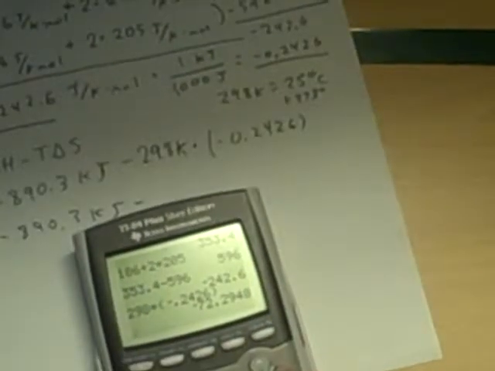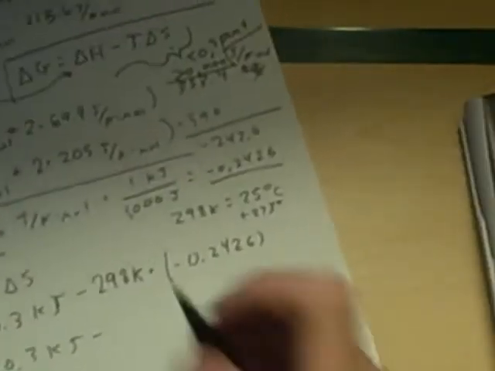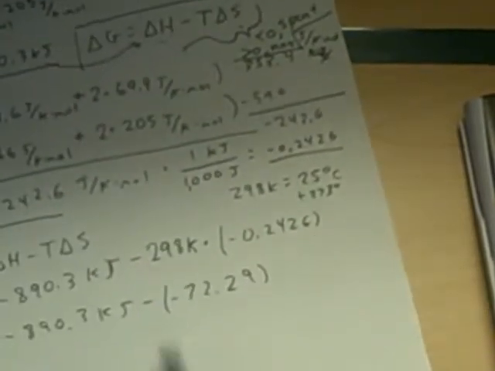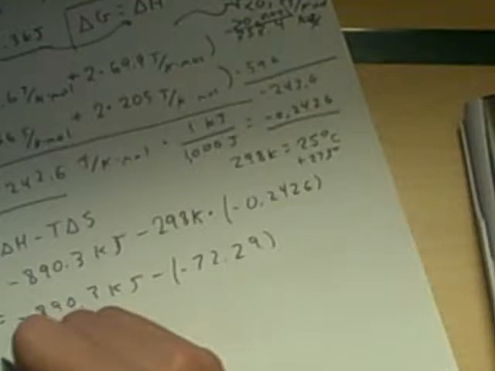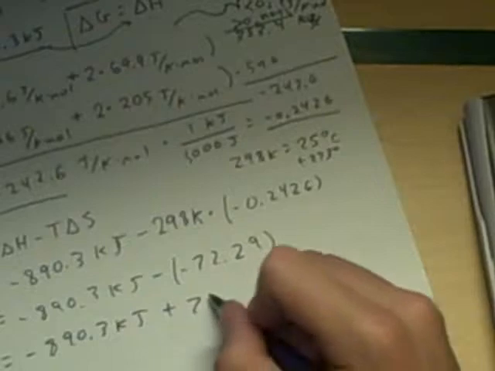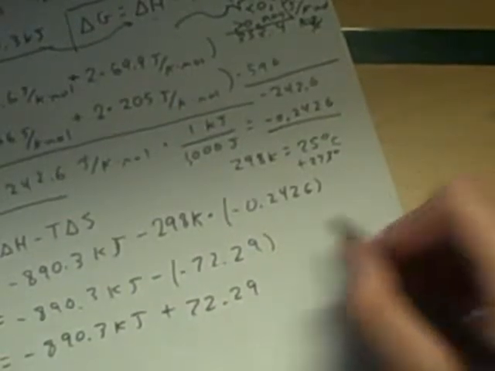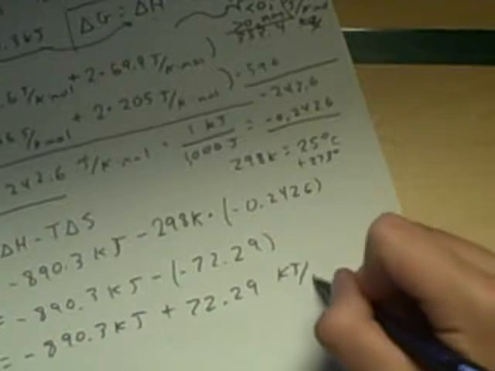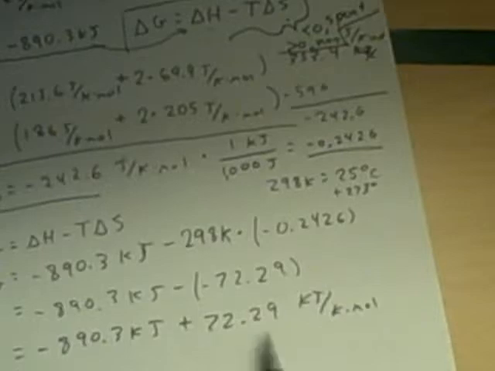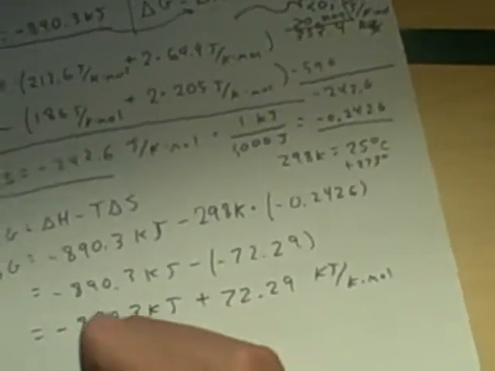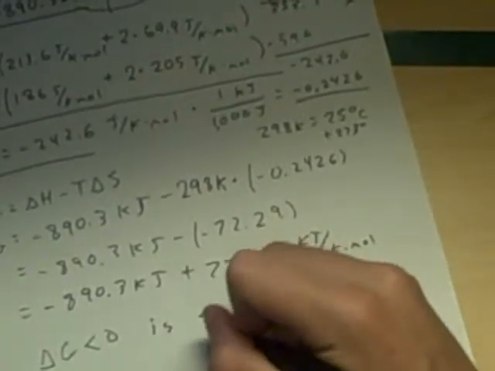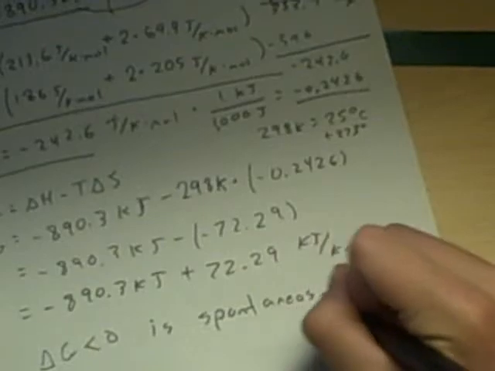The result is negative 72.29 minus negative 72.29. So this answer, let's rewrite it, plus 72.29. Let's not forget our units, kilojoules per Kelvin mole. So this is obviously going to be a negative number. So change in G is less than 0. So this means the reaction is spontaneous. And that's it.